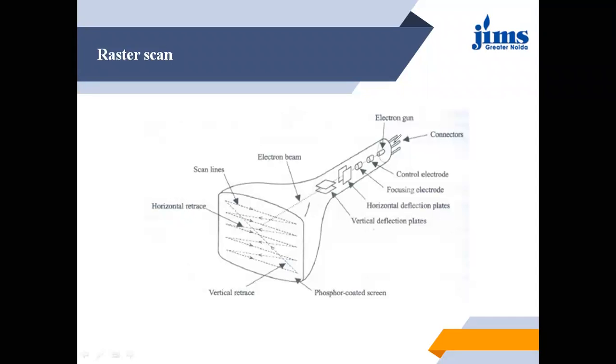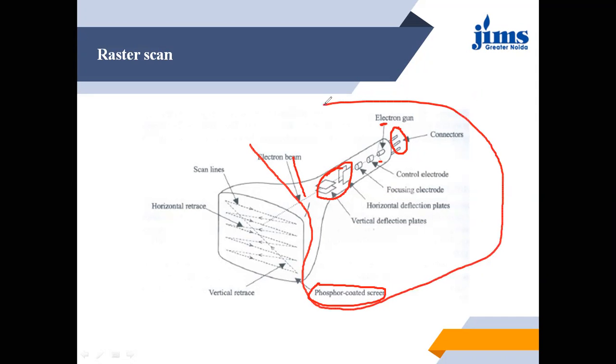Now, as we discussed earlier, this is the connector. This is the electron gun from where the electrons are produced. This is the electron beam. This is the horizontal and vertical deflection plate. This is the control grid, and this is the phosphorus coated screen. We are not going to discuss this now because we discussed it earlier.